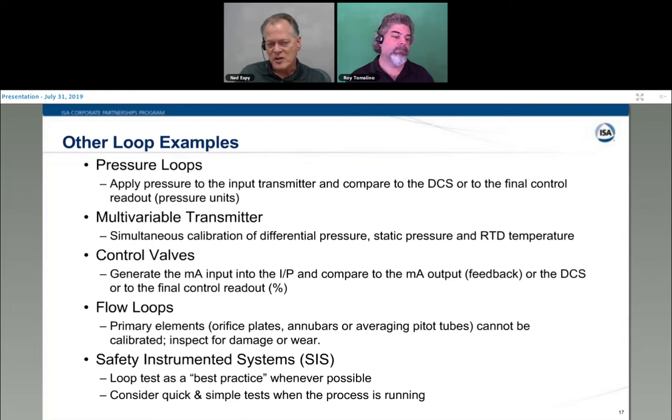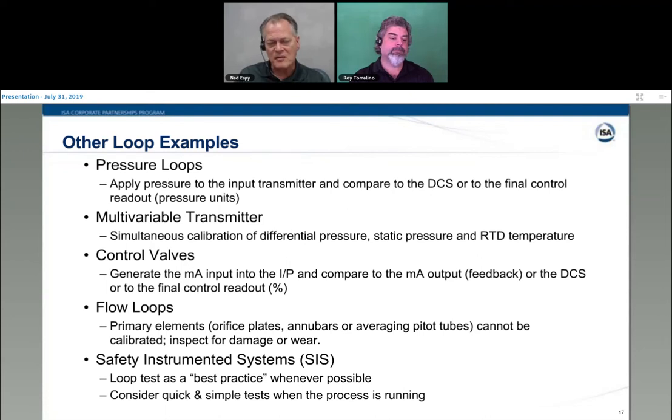And these multivariable transmitters are complicated instruments, but they're really eloquent. They do a great job. And we're calling it a loop test because there's three values that go into a calculation to generate the flow measurement. And you should try to check those things together and make sure it's making an accurate flow measurement.